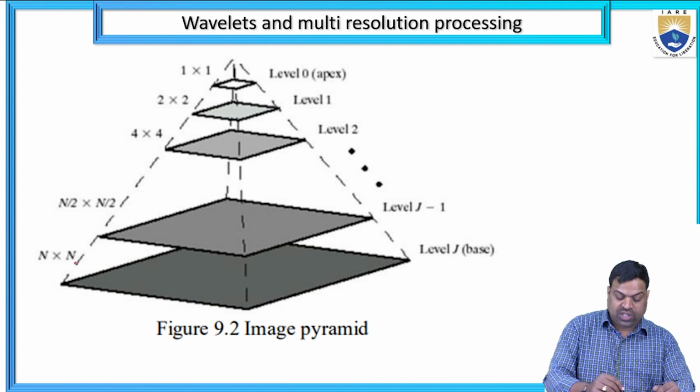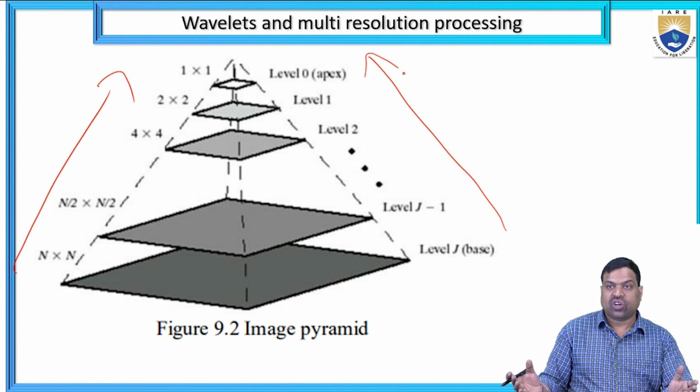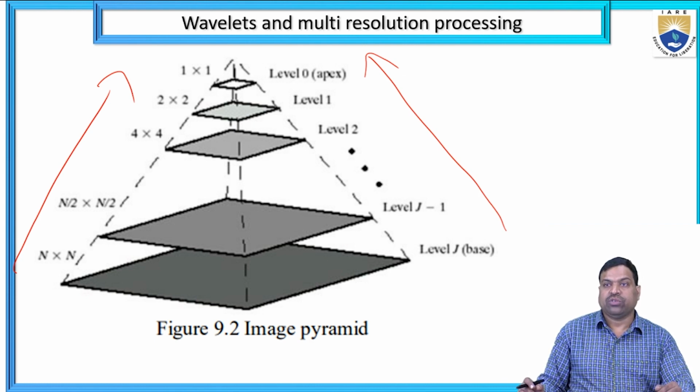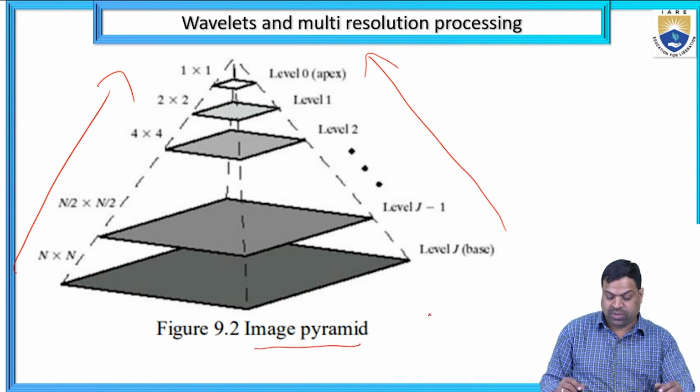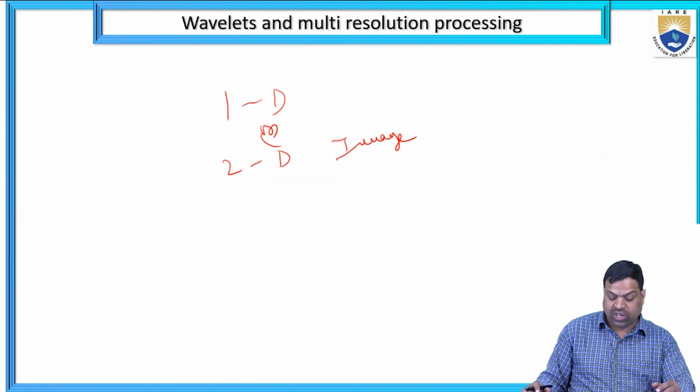Okay, so it is the image pyramid. It is the shape of an image pyramid, which is a combination of levels: level 0, level 1, level 2, and so on, up to level J. So J levels are there. It is the image pyramid. We already discussed in the previous lecture how we are going through the levels.